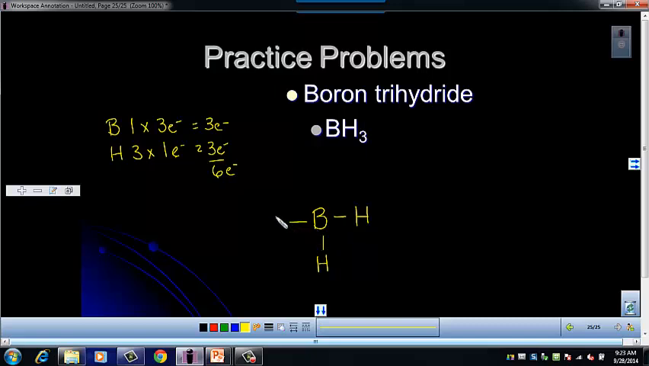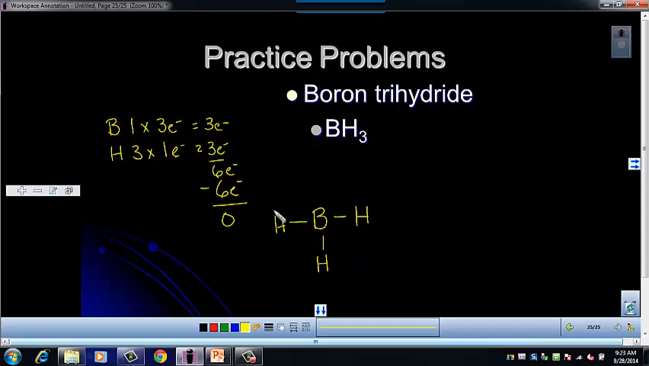We're going to hook our hydrogens onto that central atom. Now remember, we want to subtract our electrons that we've used. We've got 3 bonds, 2 each, so that's a total of 6. So that leaves us with no electrons. If we had extras, we'd put them on our central atom, but we don't. So let's look at this.